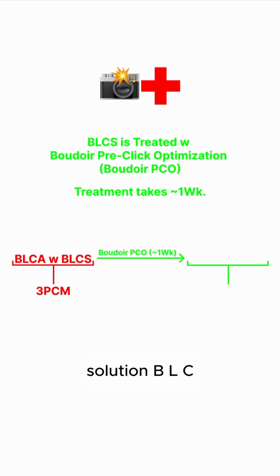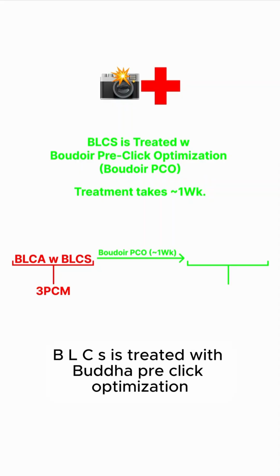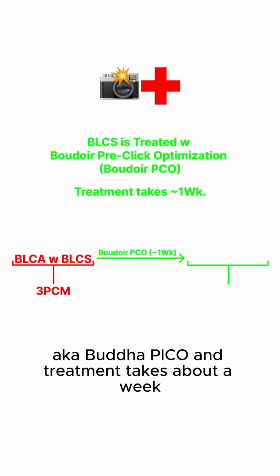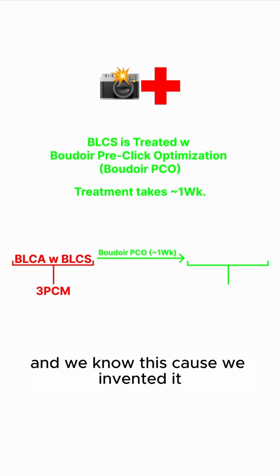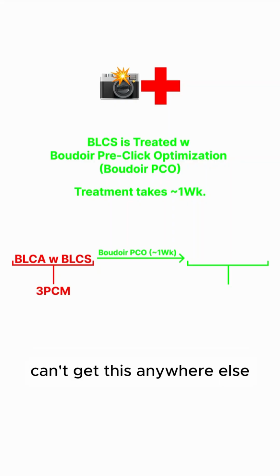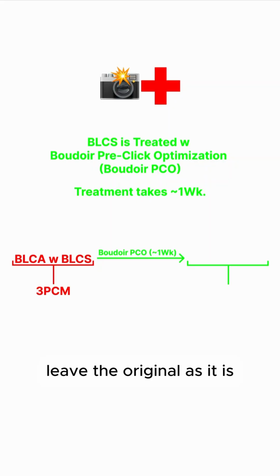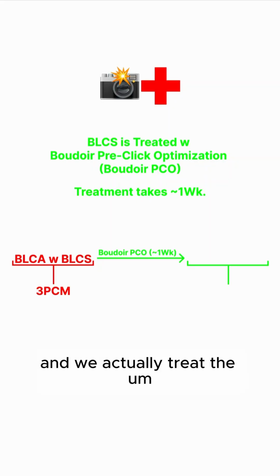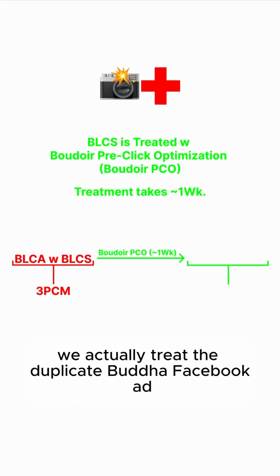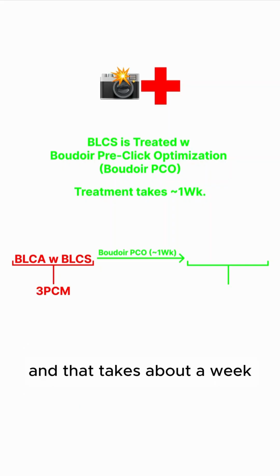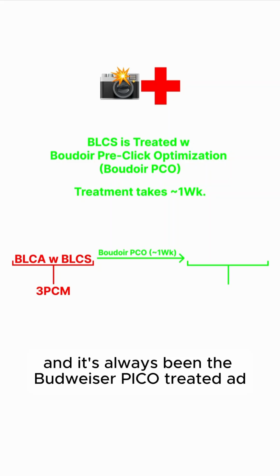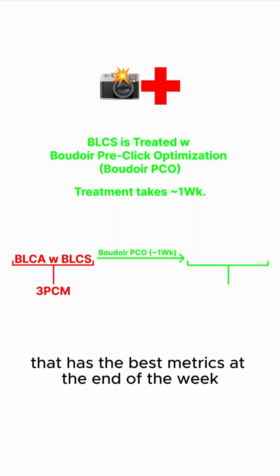Solution: BLCS is treated with Boudoir pre-click optimization, aka Boudoir Pico, and treatment takes about a week. And we know this because we invented it. Can't get this anywhere else from anyone else in the universe. What we do is we duplicate the current Boudoir Facebook ad, leave the original as it is, and treat the duplicated ad. That takes about a week, and then we keep whichever one has the best metrics running. And it's always been the Boudoir Pico treated ad that has the best metrics at the end of a week.